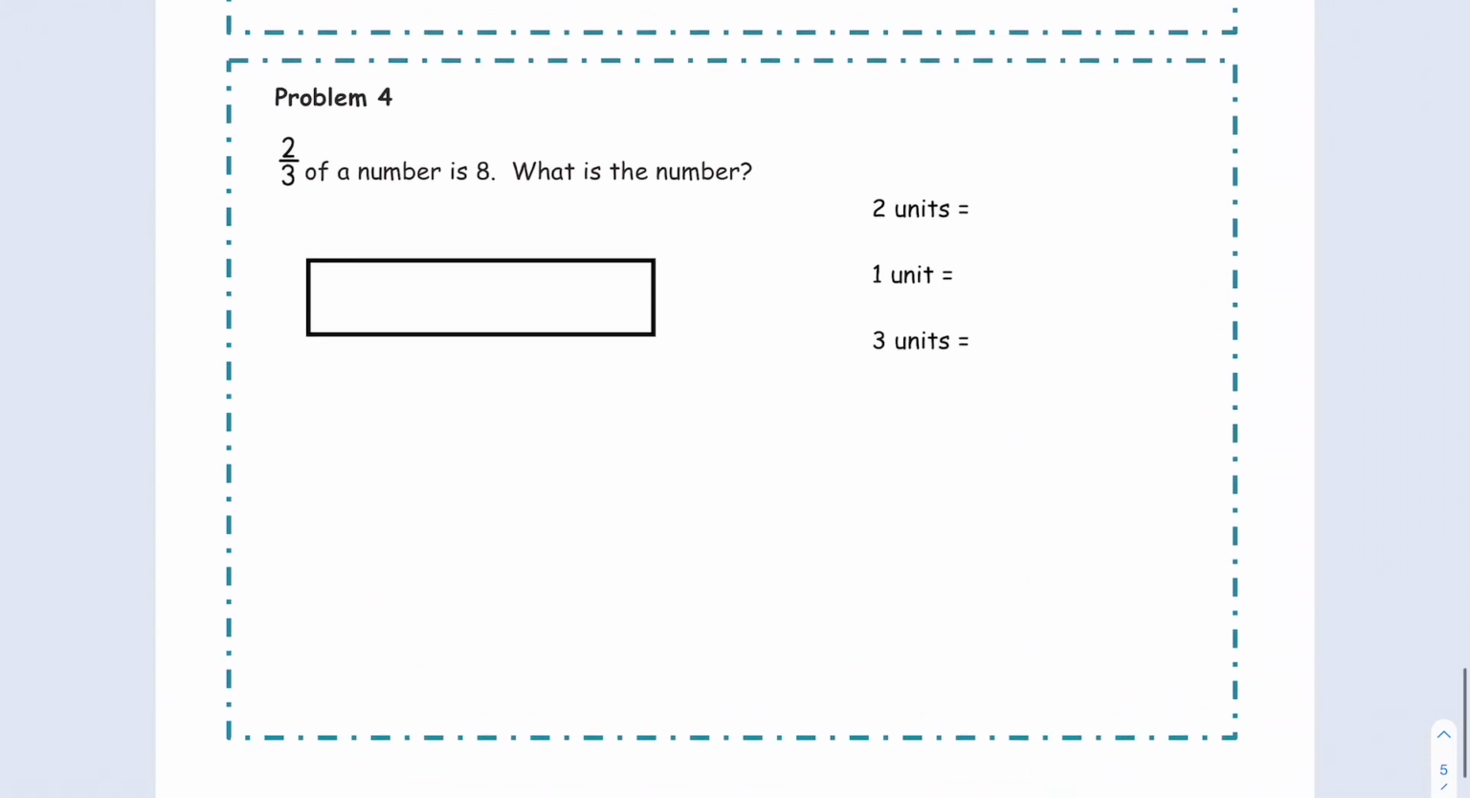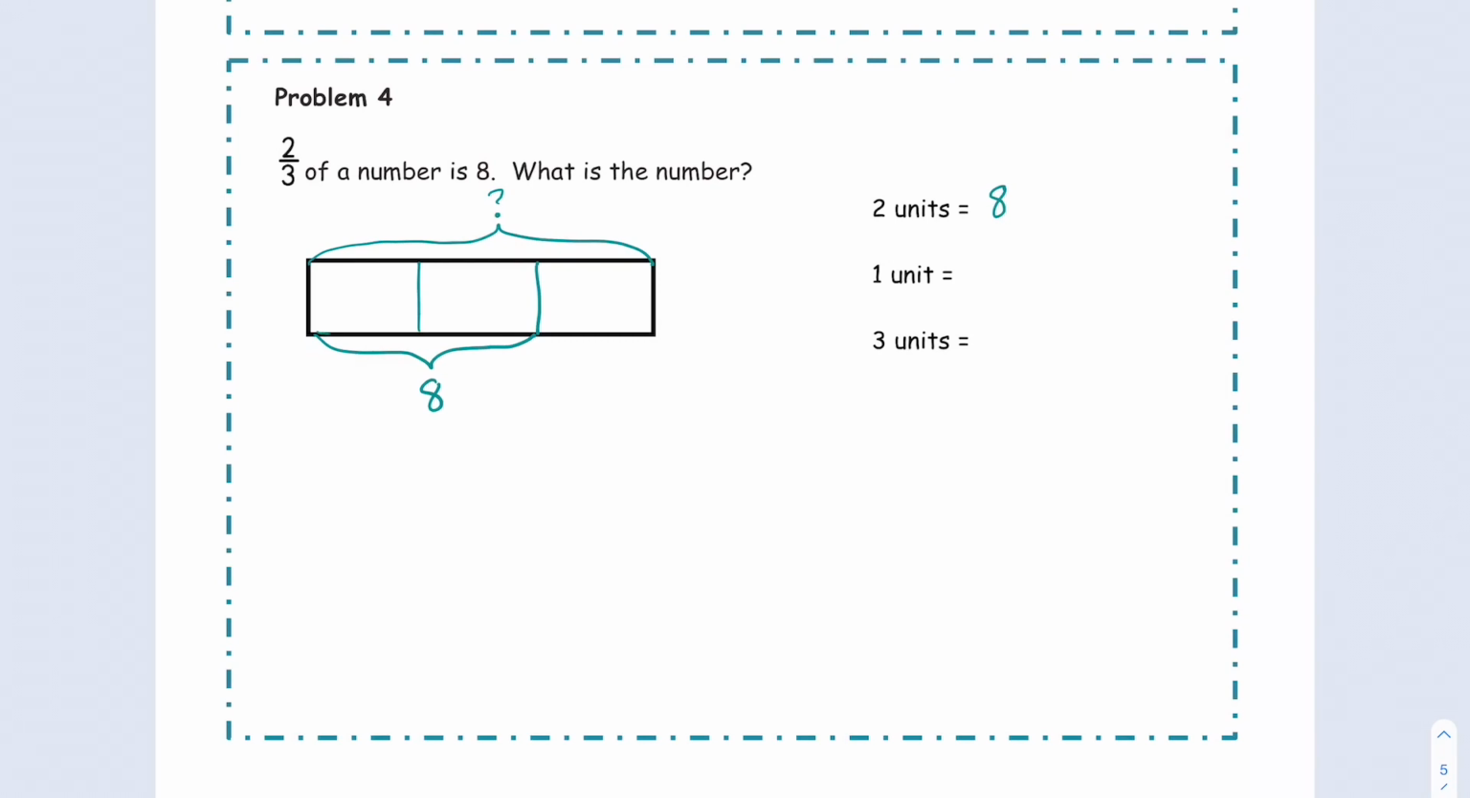This one's a little different. It says 2/3 of a number is 8. So guess what? We don't know the number. This is going to be fun. Do we have a denominator? Yes, we do. It's 3. And we know that 2/3 is equal to 8. So 2 out of 3 is 8.